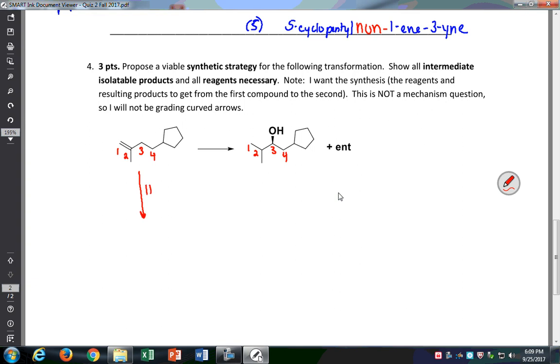So we can do an addition with HBr. We want our bromine on carbon 2 because that's getting us closer to our reactivity on carbon 3. So we're trying to get closer to carbon 3. If we put bromine on carbon 1, that's taking our reactivity further from carbon 3. So that's not really very useful. So we want our Markovnikov addition. We don't need to add anything else.